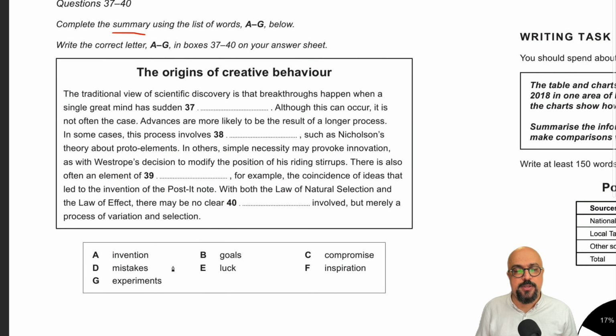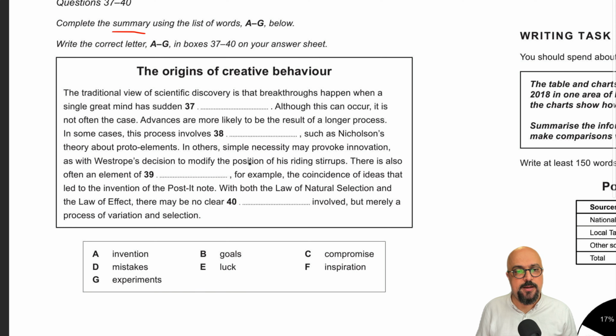Now, what we do is we first read the whole text quickly. We're going to be skipping the gaps only to get a general idea. So the traditional view of scientific discovery is that breakthroughs happen when a single great mind has sudden blah blah. Although this can occur, it is not often the case. Advances are more likely to be the result of a longer process. In some cases, this process involves this and this, such as this and this and that.